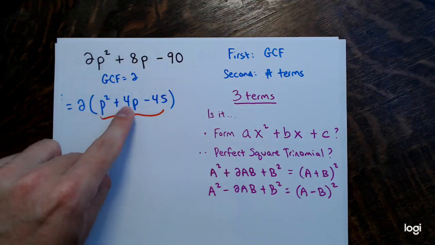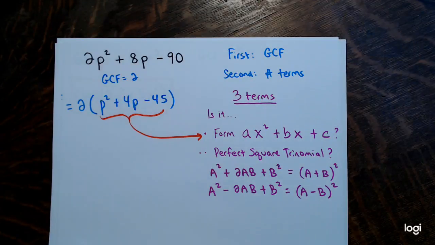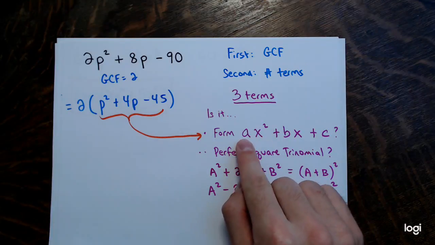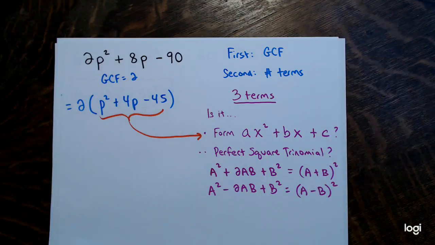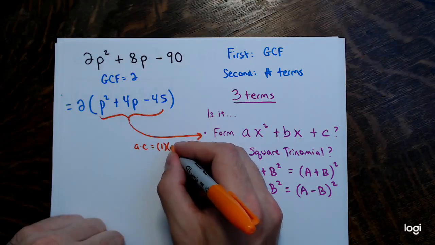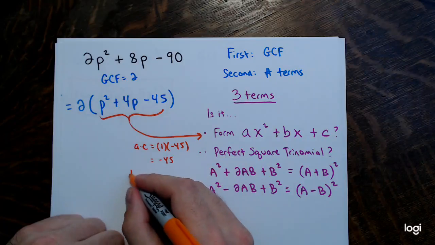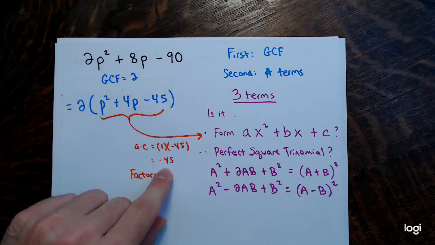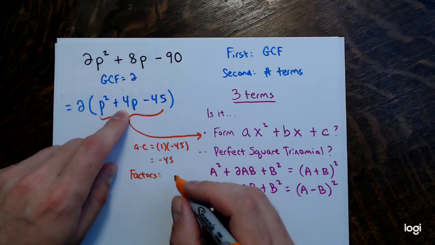But this p squared plus 4p minus 45, that's in this first form here. It's where x is p, the x's are p's, and a is 1, little b is 4, and little c is negative 45. So remember how I worked that out. You take a times c, which in this case is 1 times negative 45. That's negative 45. And then you try to find a pair of factors of negative 45 whose sum was b, or this positive 4.